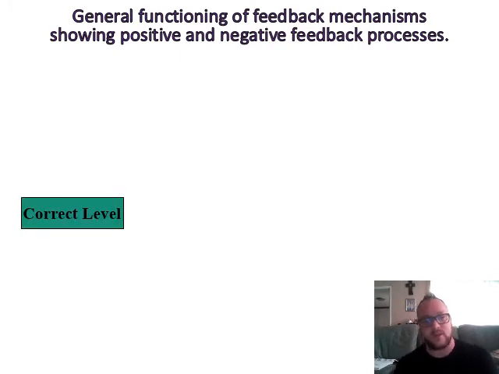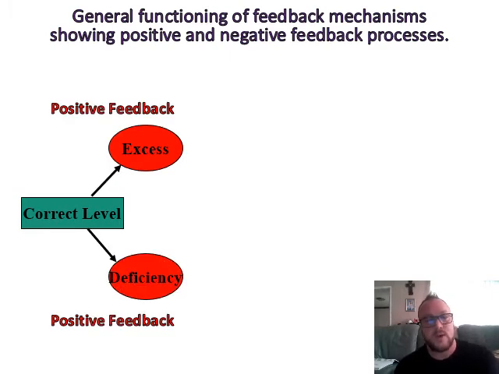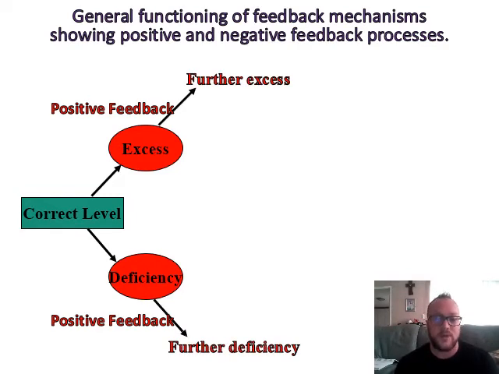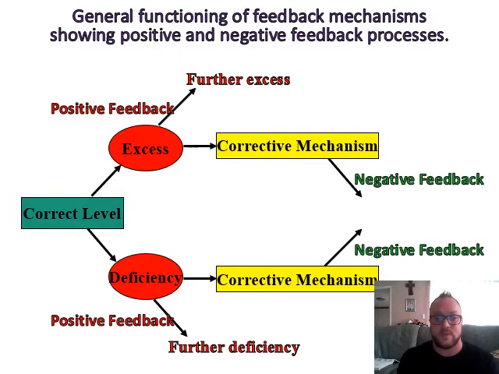This is the general functioning of a feedback system, showing positive and negative feedback. So again, we have the correct level. We then have an excess or deficiency. If this was positive feedback, so we wanted more excess or more deficiency, we would have further excess or further deficiency. Alternatively, there is some sort of corrective mechanism, which is the use by the target organs, which are then releasing very specific molecules or hormones that are causing it to change in very specific ways.